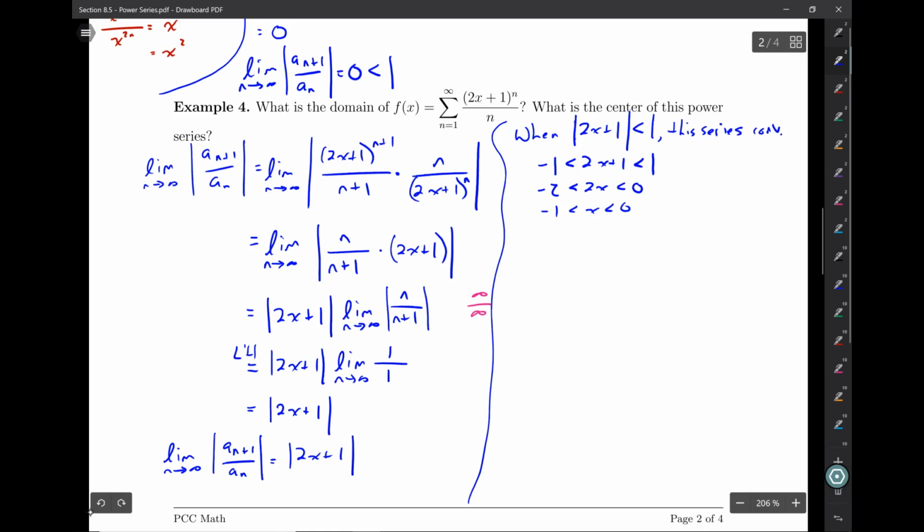This tells us that the series converges for all the x between negative 1 and 0. We also know that when this absolute value of 2x plus 1 is greater than 1, this series diverges.